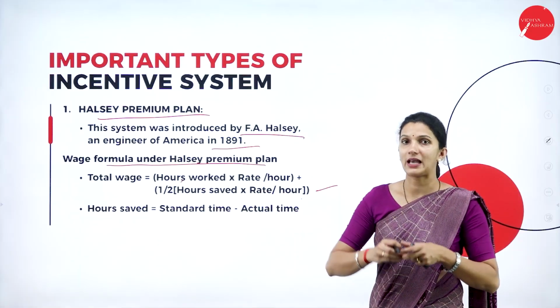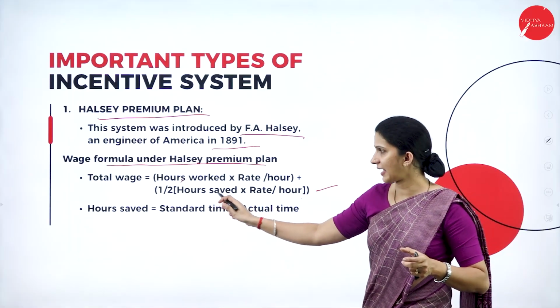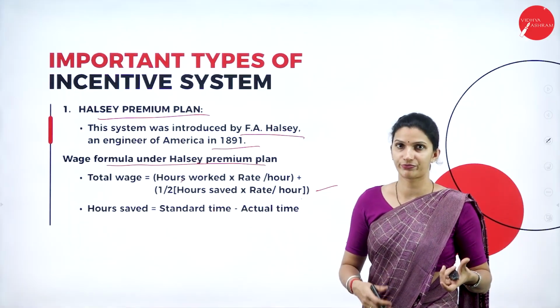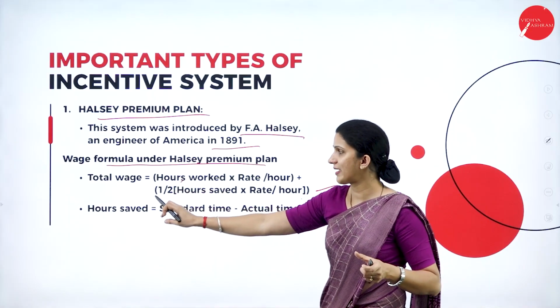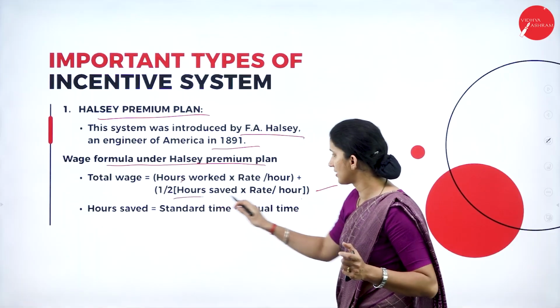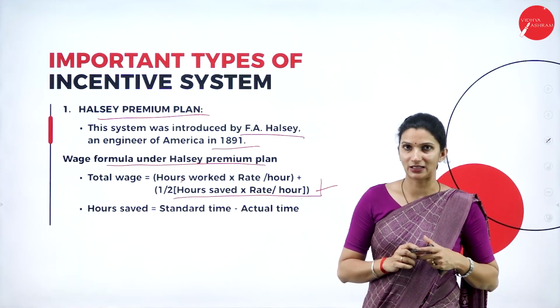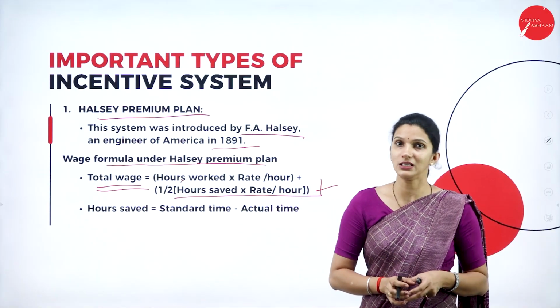Suppose any worker has completed the work before the given time, then he will get the incentive. So how to calculate that incentive? It is half of hours saved into rate per hour. So this is the incentive calculation, and that is the formula used to calculate the total wages.